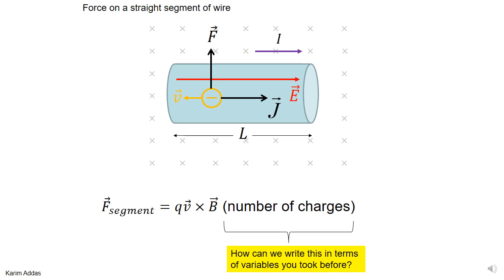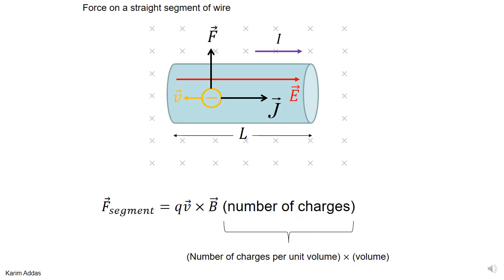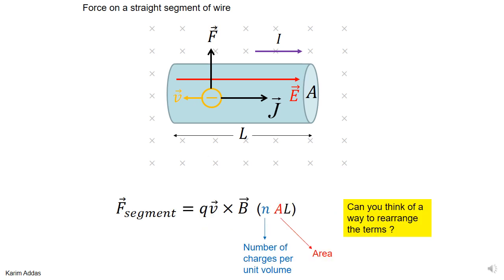To get the force on the whole segment of the wire, you multiply the force on one charge by the number of charges. How can you write the number of charges in terms of variables you've taken before? We can write it as the number of charges per unit volume times the volume. The number of charges per unit volume is small n, and the volume is just the area A times the length L. So multiplying things out, we get that the force on the segment is QV cross B times nAL, where A is the area and small n is the number of charges per unit volume.